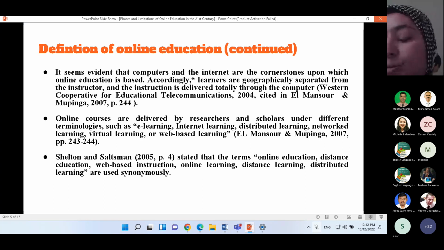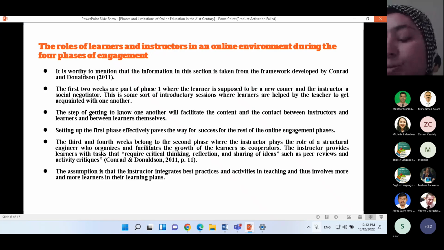Now we move to the slide including the roles of learners and instructors in an online environment during the 4 phases of engagement. Before starting, it is worth mentioning that the information in this section is taken from the framework developed in 2011 by Conrad and Donaldson.